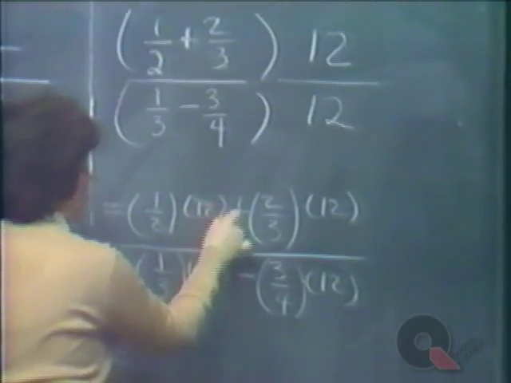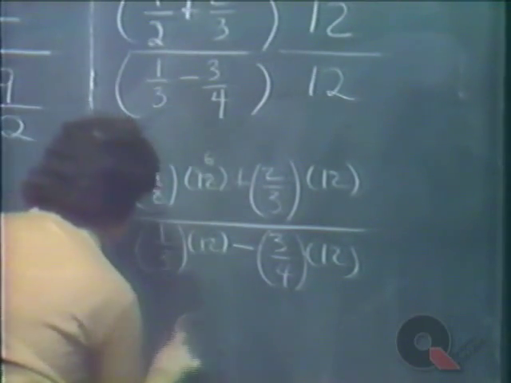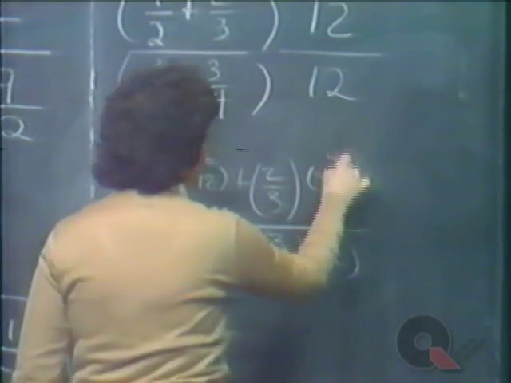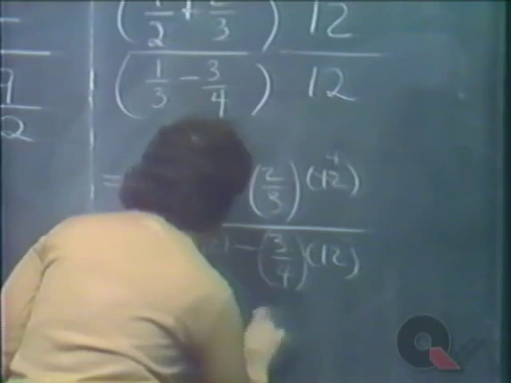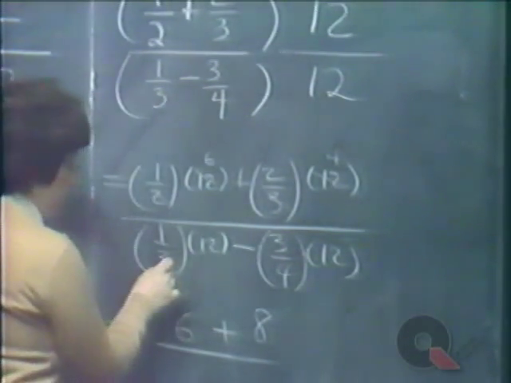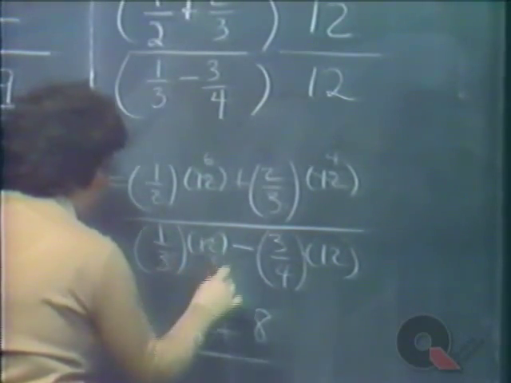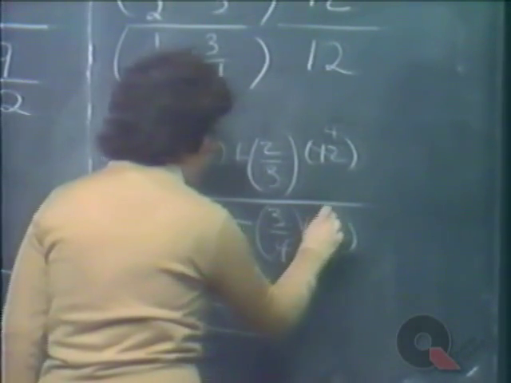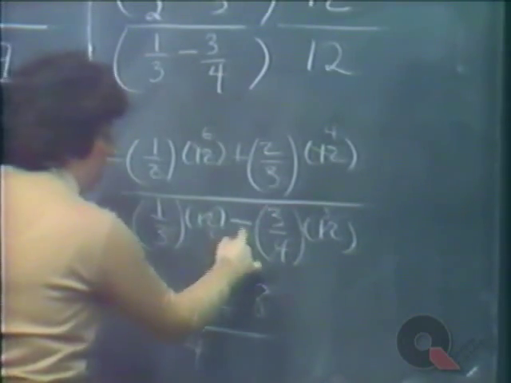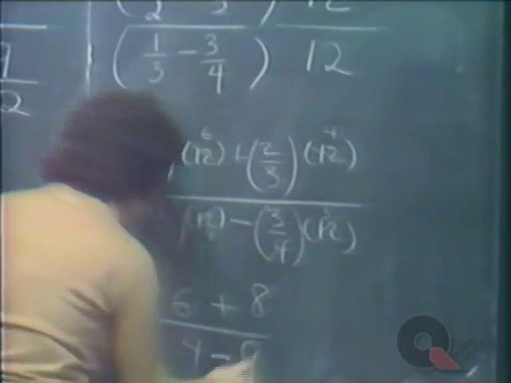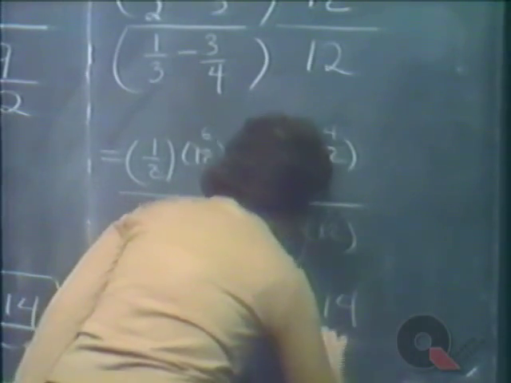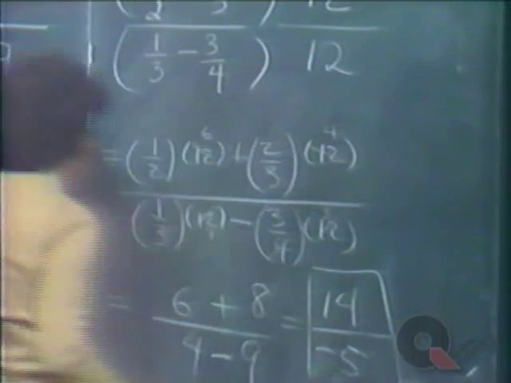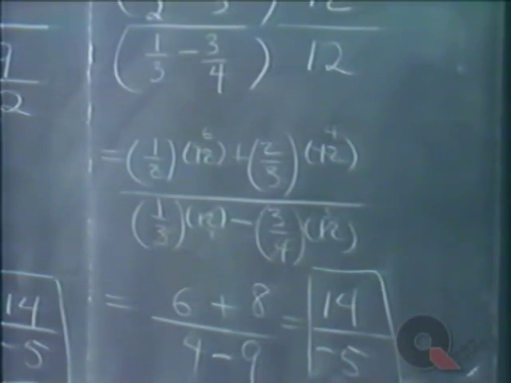2 goes into 12 6 times, so we get 6 for that. 3 goes into 12 4 times. 2 times 4, that's 8. 3 goes into 12 4 times for a 4. Now 4 goes into 12 3 times. 3 times 3, that's a 9, and you're subtracting. And you get 14 over 6 plus 8, 14, over 4 minus 9, minus 5. The same answer that we got using method 1.